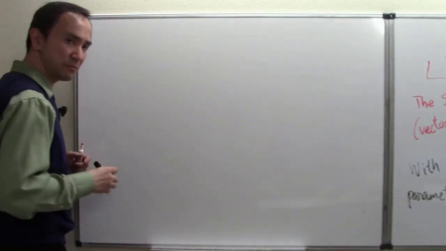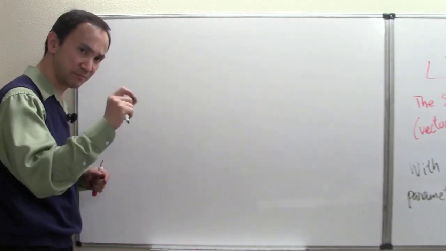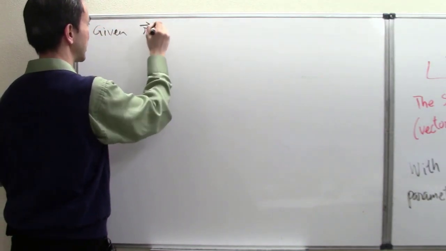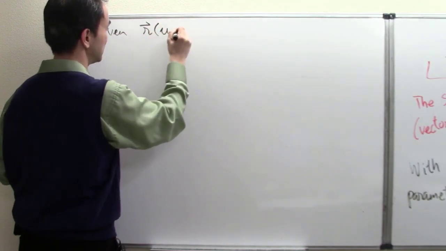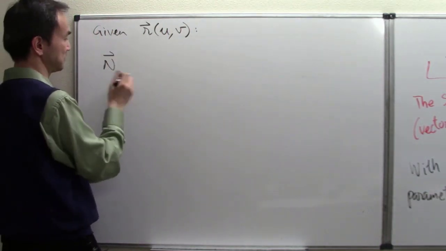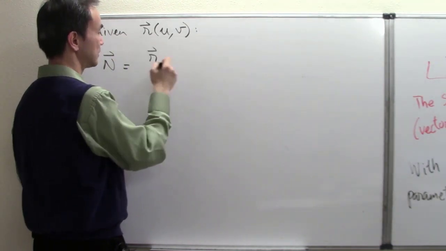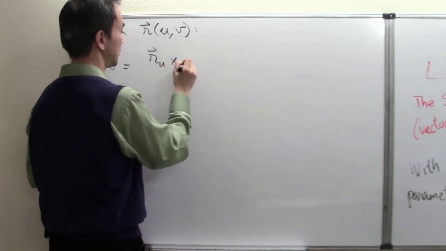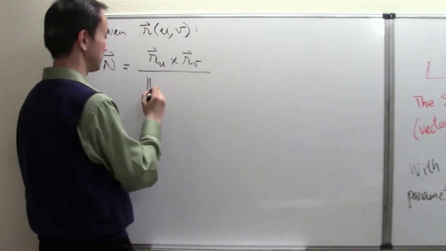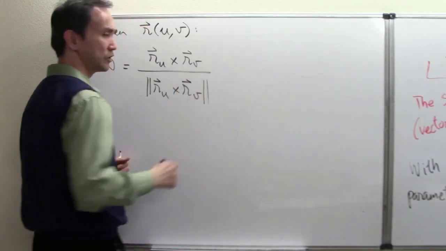The first thing to keep in mind is that since S is parameterized with some given parameterization, and I have to really highlight that word, some given parameterization R of u, v, then the unit normal vector is obtained as the vector R_u cross R_v, and we divide it by its magnitude because it needs to be a unit vector. So, the magnitude of R_u cross R_v. All right, so why do we have this formula?